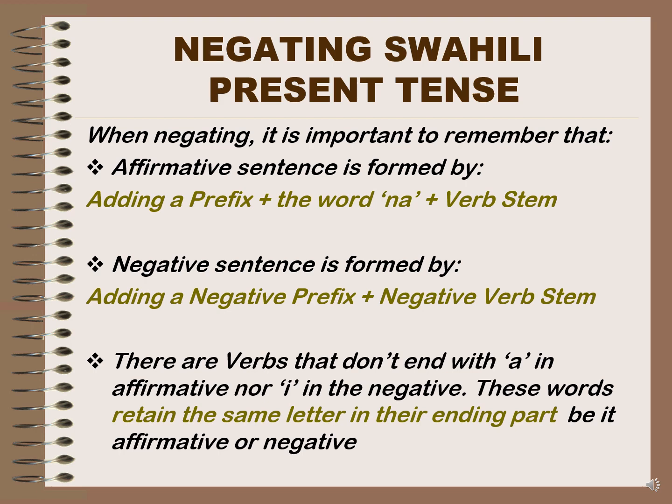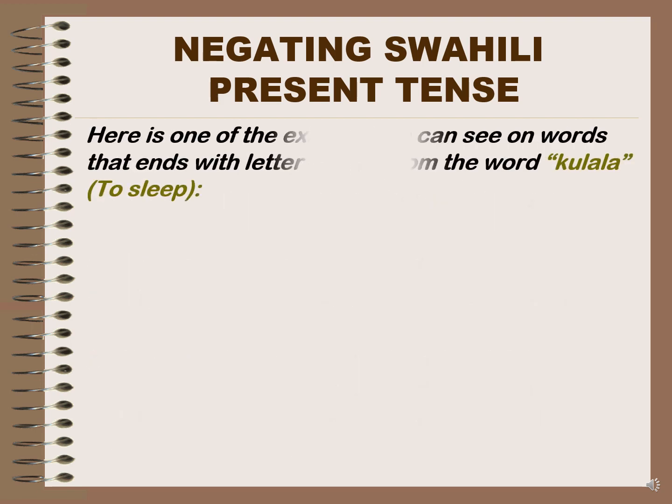There are also verbs that don't end with A in the affirmative, nor E or I in the negative. These words retain the same letter in their ending, be it affirmative or negative. Here is one of the examples of words that end with the letter A, from the word kulala. Kulala means to sleep.